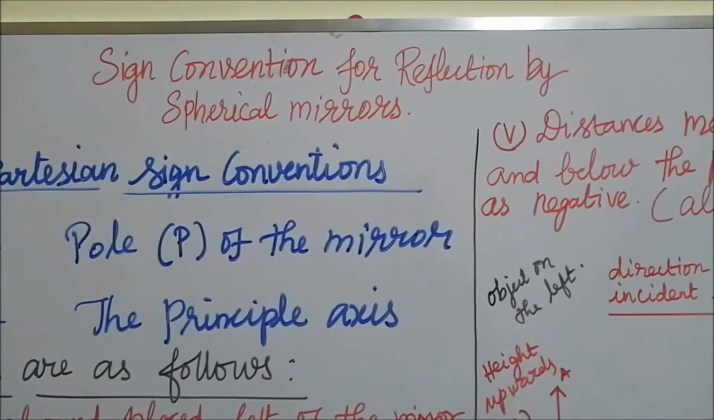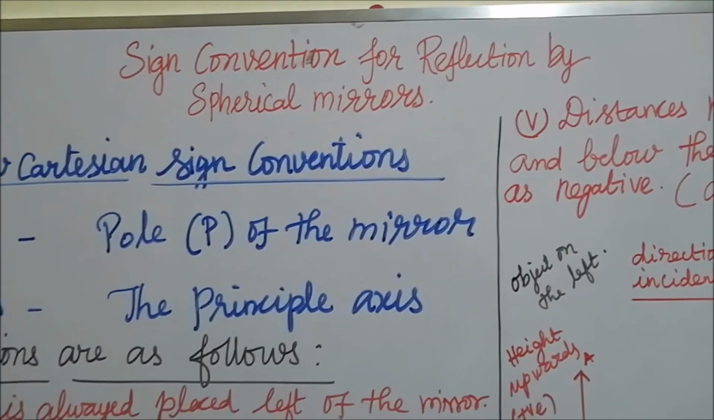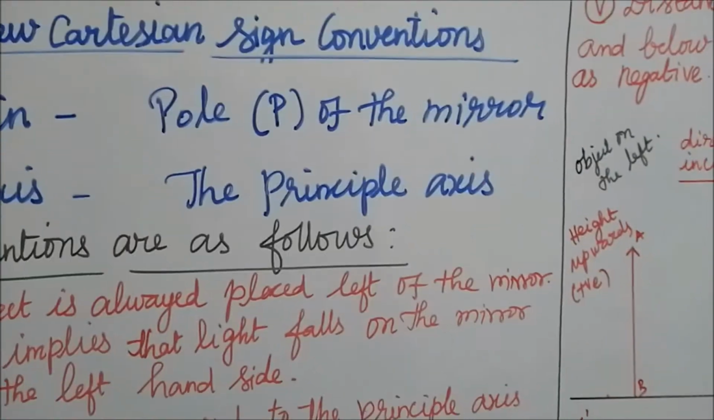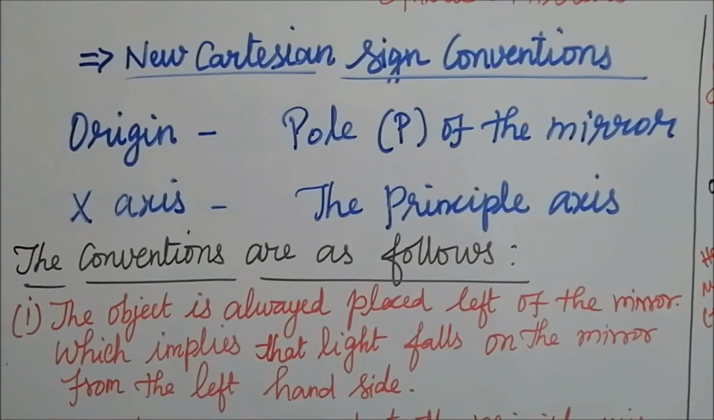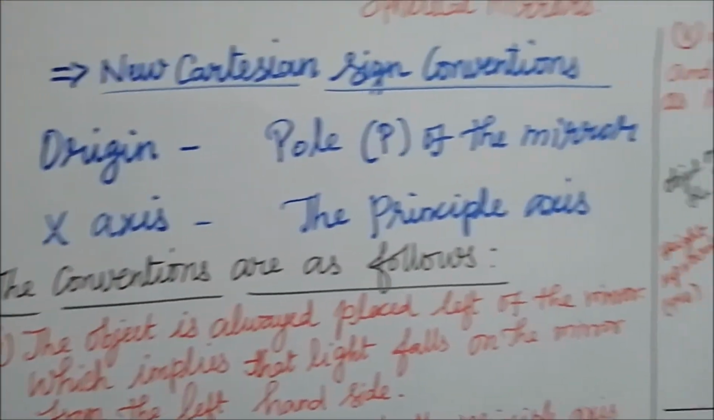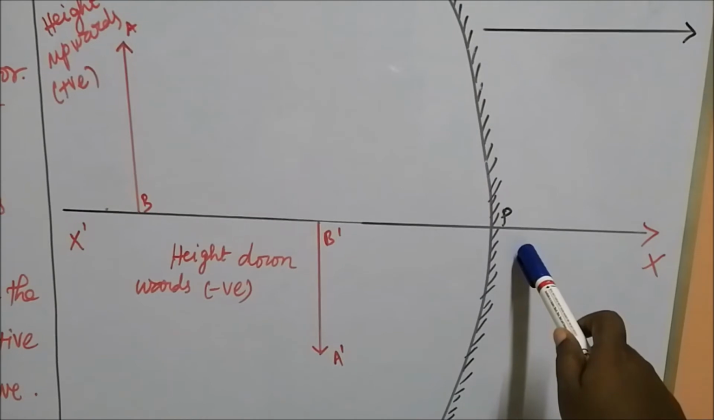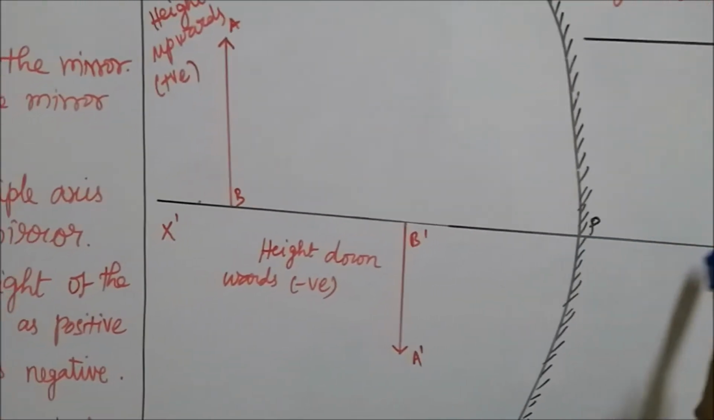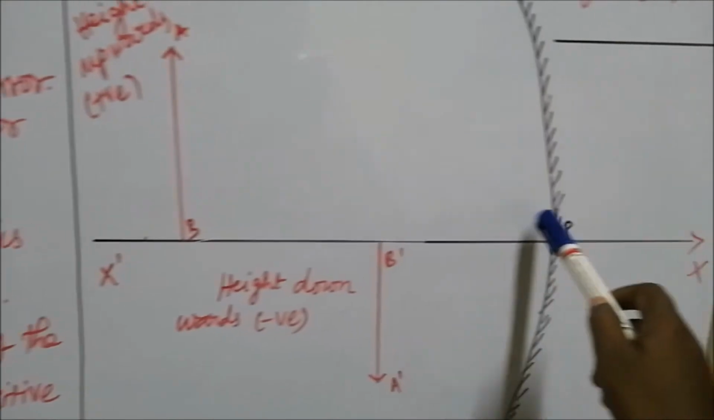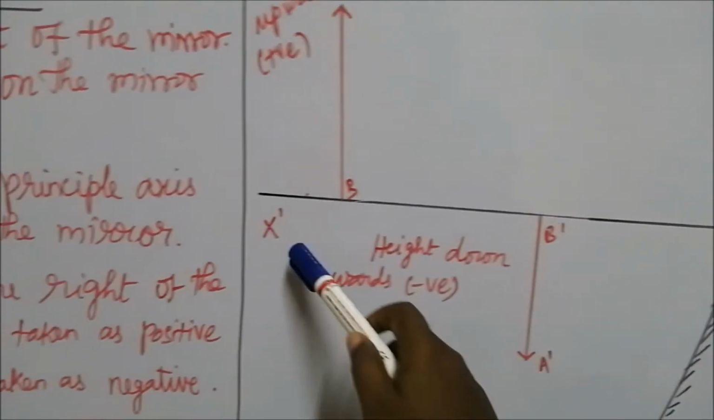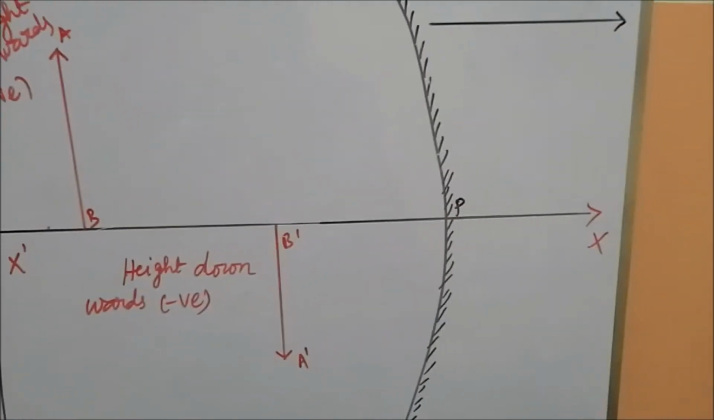The sign conventions which are used for reflection by spherical mirrors are known as new Cartesian sign conventions. In this sign convention, the pole P of the mirror is considered as the origin and the principal axis is considered as the x-axis. This is the pole of the mirror. The line which passes through the pole is called the principal axis, and this principal axis X'X is considered as the x-axis.